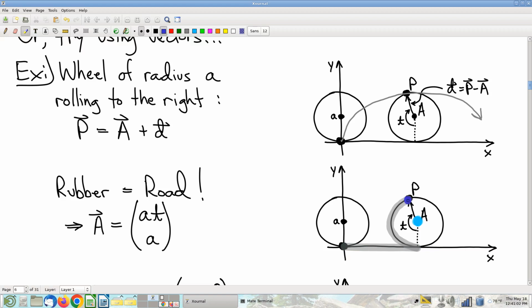The amount of rubber that has touched road is something that I can get my hands on a little bit more easily. Specifically, I eventually need to create a parameter to tell me how much time has passed, or some sort of parameter to write things in terms of, and I'm going to use this angle here. By what angle, we use radians of course, has the wheel rotated?